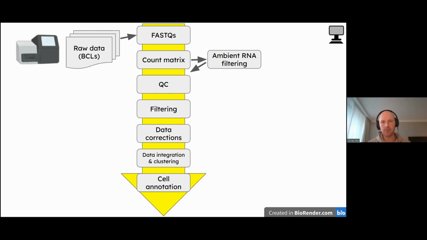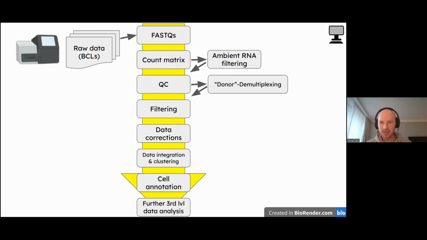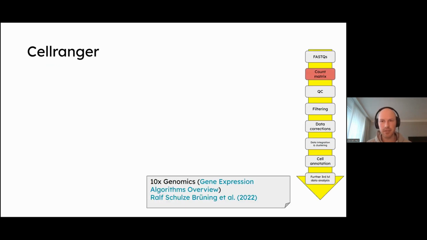So the clusters you identify, you then label them as specific cell types, for example, and then you do further third level data analysis. And another step is donor demultiplexing. So what I named now the donor barcode, multiplex barcode. This depends on your experimental design. So if you have this in your reads, then you also do an additional step where you do this donor demultiplexing. And I will explain that a bit more in a few seconds.